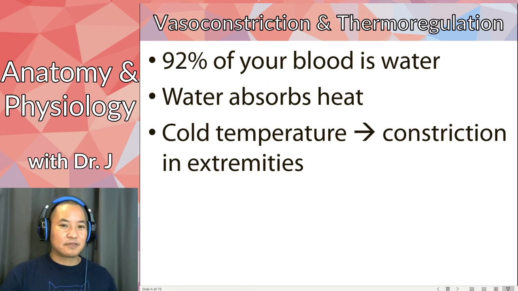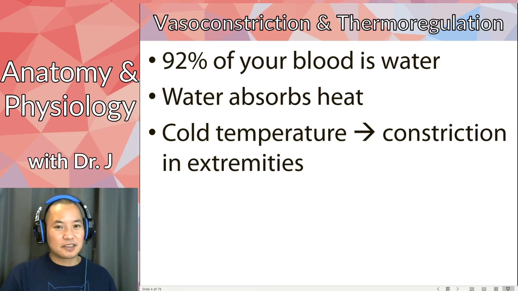Well, by constricting it from your extremities, such as the tips of your fingers and your toes, it's going to shunt the blood toward your trunk, where you have all your internal organs, and most importantly, your brain as well. So by moving your blood away from your arms and legs, and towards your trunk, brain and head, you keep your internal organs warm.